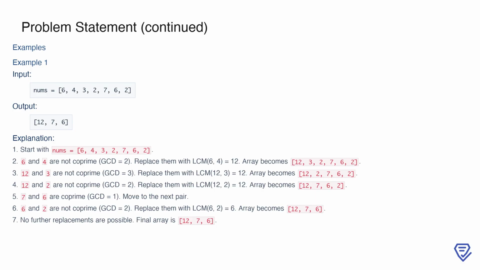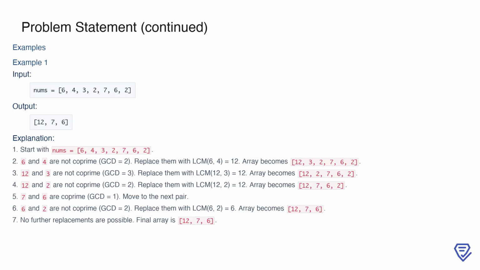The input array is 6, 4, 3, 2, 7, 6, 2. First, we check the pair 6 and 4. Since their GCD is 2, they are not coprime, so we replace them with their LCM, which is 12. The array becomes 12, 3, 2, 7, 6, 2. Next, we check 12 and 3. Their GCD is 3, so we replace them with their LCM, which is also 12. The array now becomes 12, 2, 7, 6, 2.